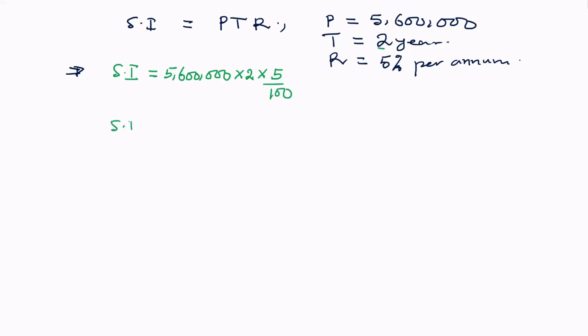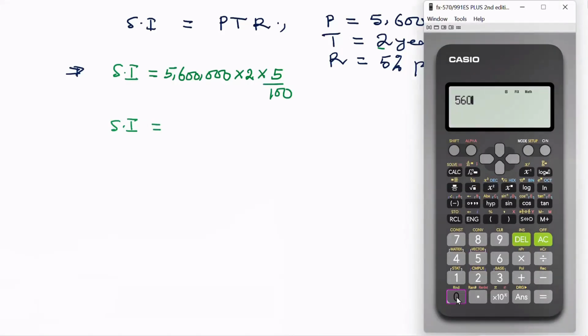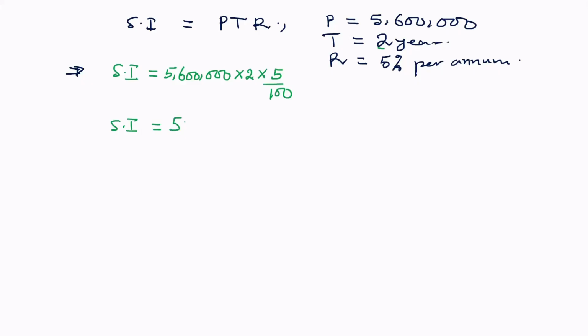So when I plug it in the calculator, I'm getting our simple interest being equal to 5,600,000 multiplied by 2, then multiplied by 5. I first get the answer 5, then I press the division symbol, that is now divided by 100. So I'm getting our result to be 560,000. This becomes our answer for part A. We can go ahead and conclude that therefore the simple interest is shillings 560,000.